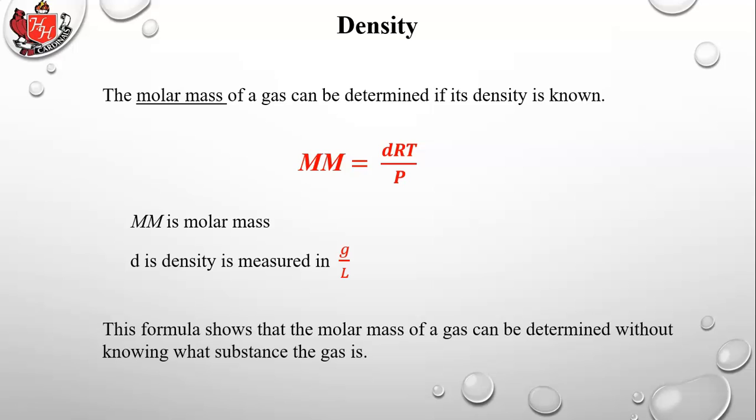So this formula shows that the molar mass of a gas can be determined without knowing what substance the gas is. You may remember back when we did empirical formulas and molecular formulas, we needed to know the molar mass of an unknown substance, an unknown hydrocarbon. And we were asking, well, how can you do that? I said at the time it's possible to know the molar mass of a gas without knowing what it is. In other words, you can't go to the periodic table if you don't know what it is. So you can do it, and this is how. You can figure out the molar mass of an unknown gas using this formula.